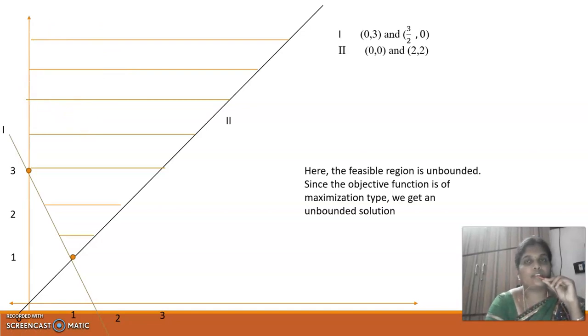The first problem is given as minimization. So we found all the corner points and took the minimum value. That is the optimum value. Here they are asking for maximization. So we cannot find its maximum value. So here the optimum solution is an unbounded solution. Right? So that is the main difference between the first problem and the second problem.